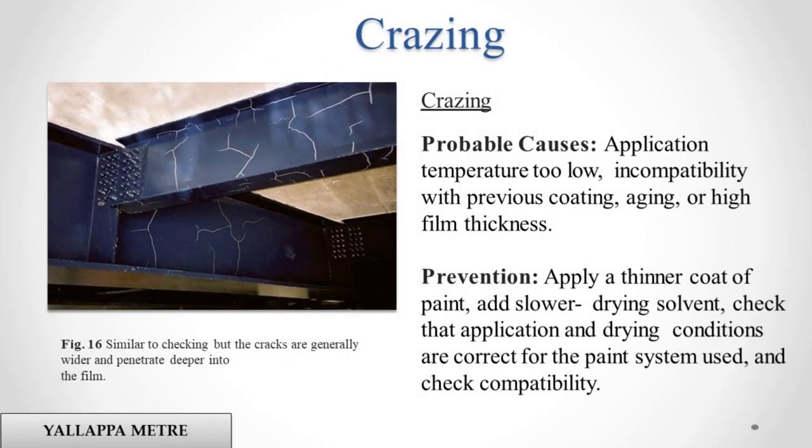Crazing. Probable causes. Application temperature too low, incompatibility with previous coating, aging, or high film thickness. Prevention. Apply a thinner coat of paint, add slower drying solvent, check that application and drying conditions are correct for the paint system used, and check compatibility.